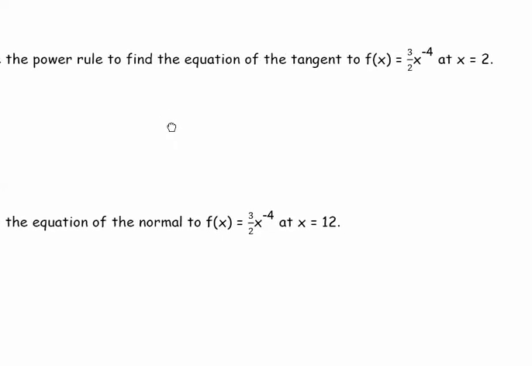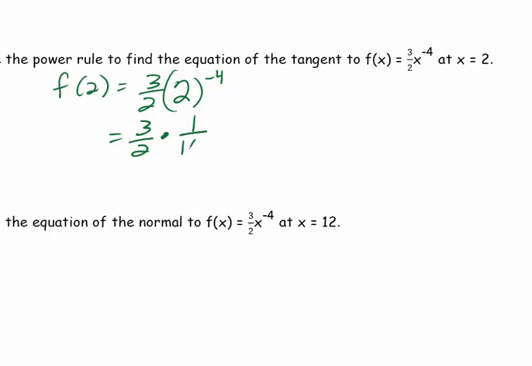Let's find the equation of the tangent. So we could find f of 2 first. 3/2 times 2 to the -4th. So 3/2 times 1/16, 3/32 for our point of tangency.